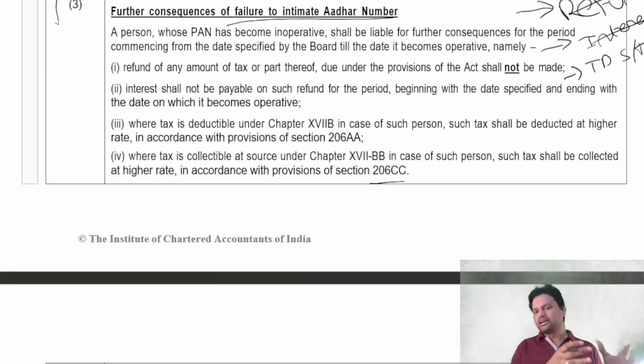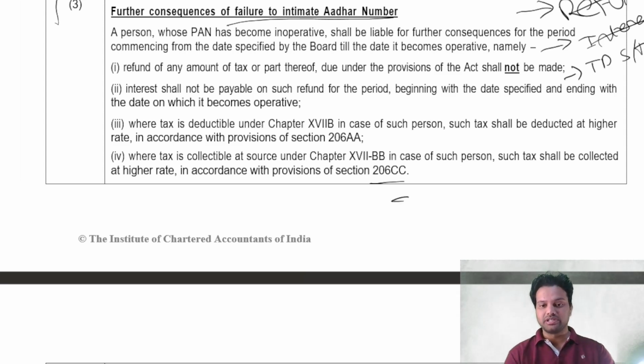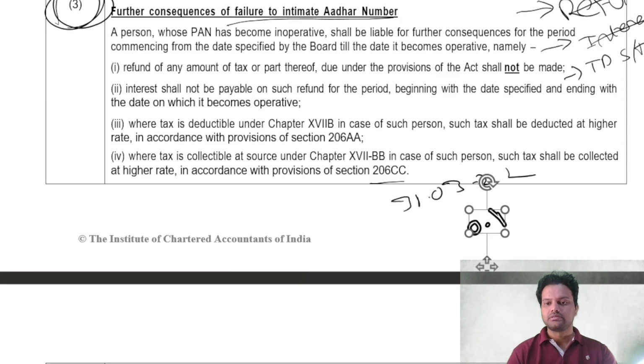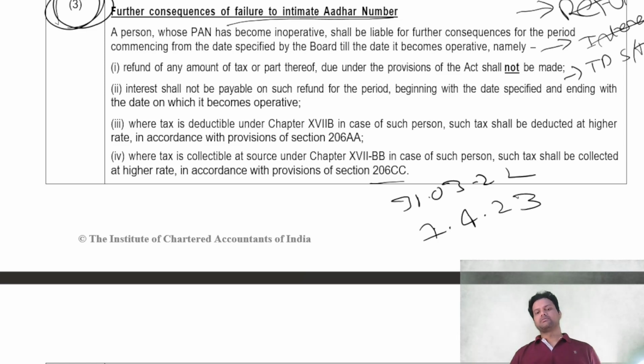This is all already covered in your May 2023 also. What is the amendment now? CBDT earlier said that these consequences, even though they have given a timeline of 31st March 22, especially in clause 3, the consequences will be applicable only from 1st April 2023. These are applicable from 1st April 2023, not immediately from 1st April 2022.